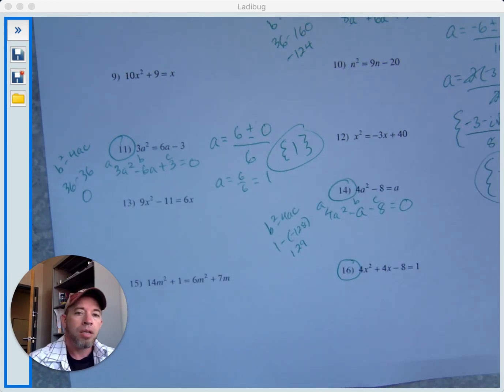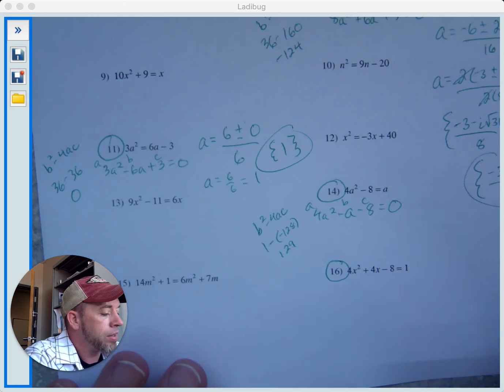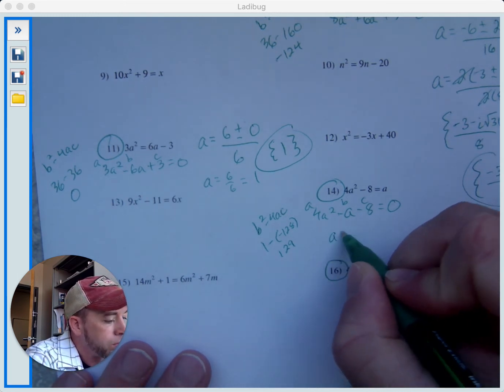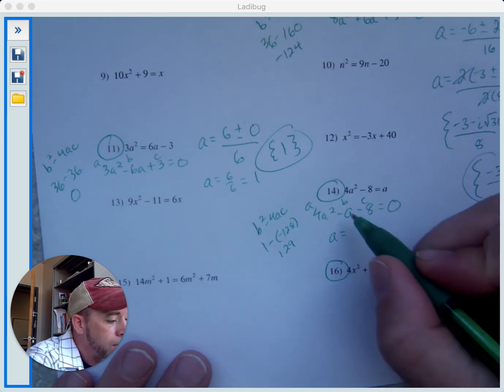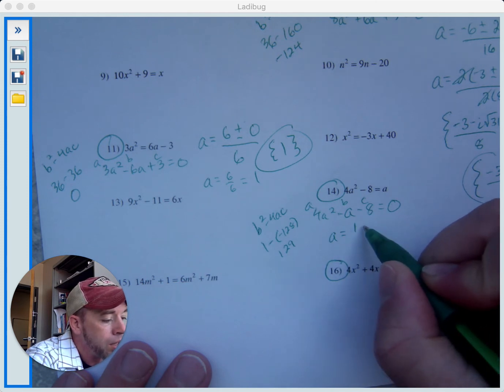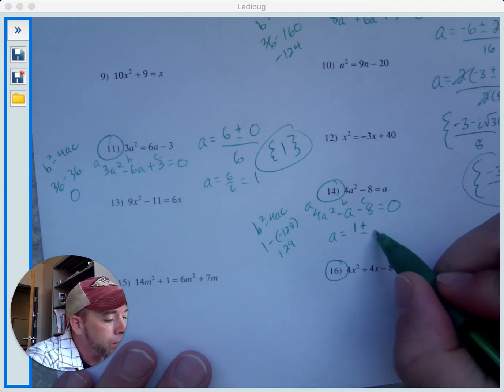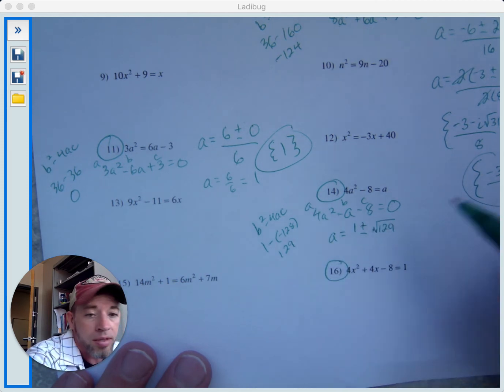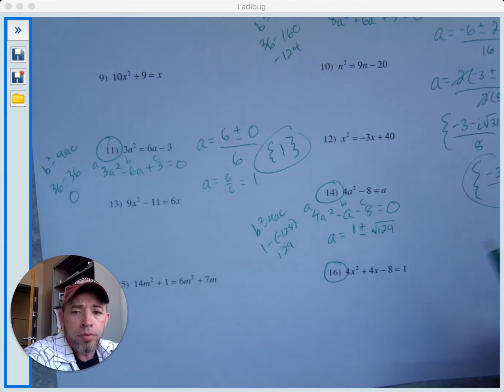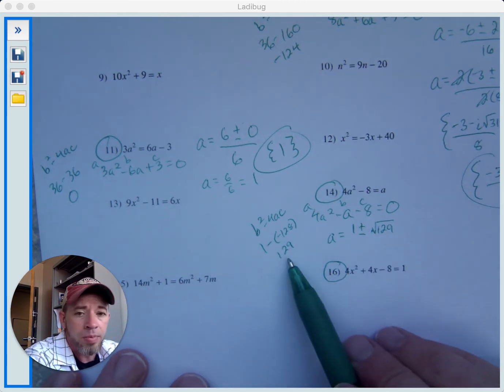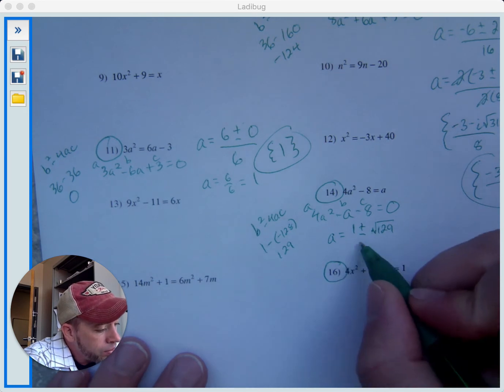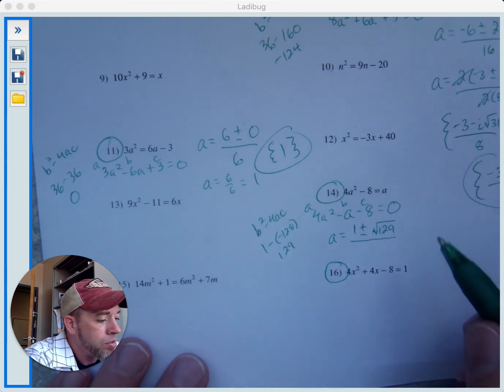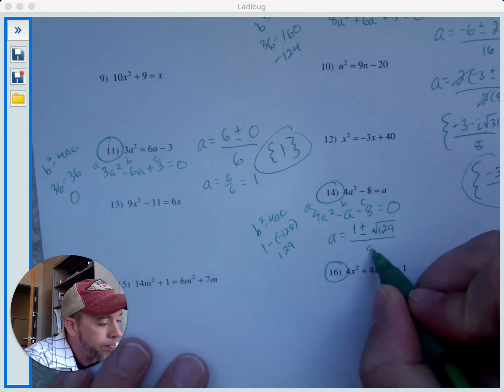All right. So let's try to finish the quadratic formula. A is equal to -b, which is -1 or +1, plus or minus the square root of our discriminant, 129. This tells us, by the way, we have two real solutions when your discriminant is positive. And we divide that all by 2a. 2 times 4 is 8.